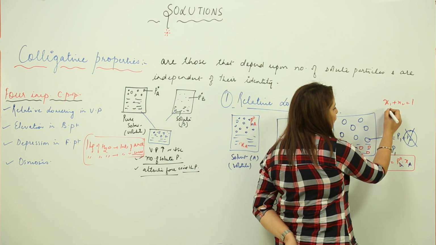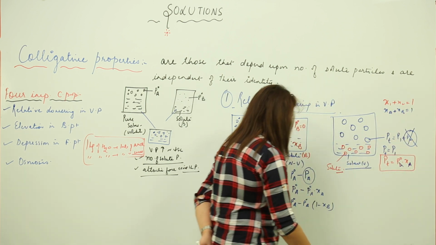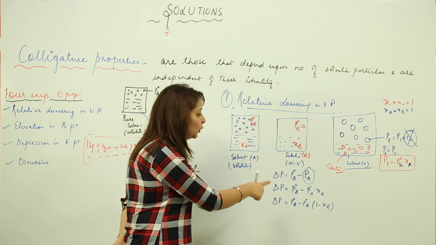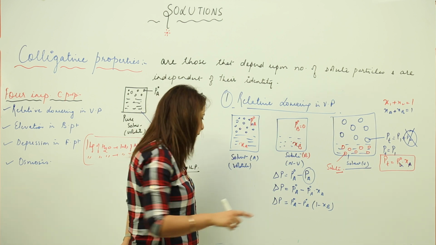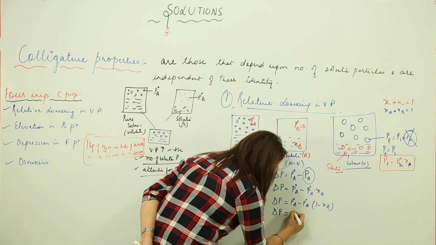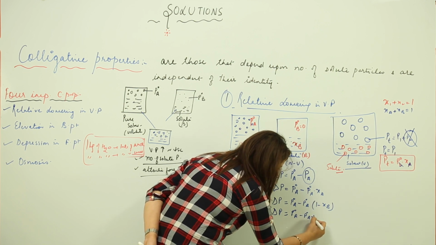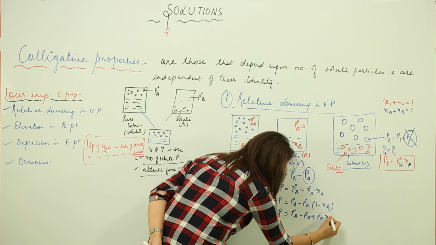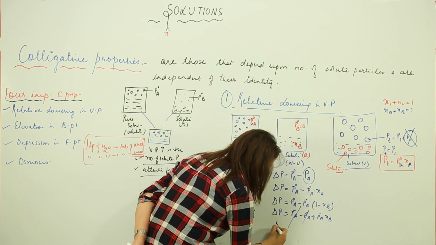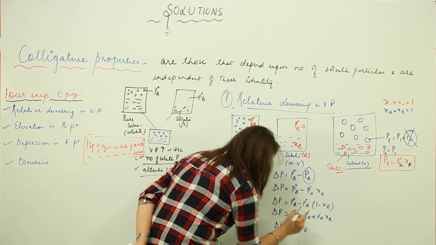Likewise, as I told you, X1 plus X2, that is XA plus XB, is equal to 1. So I am taking the mole fraction XA in terms of XP. What do I get? I get 1 minus XP. Let me solve this equation. I have to multiply in order to open the bracket. Now, further simplifying, cancel this. So that means delta P is equal to P naught A into XP.